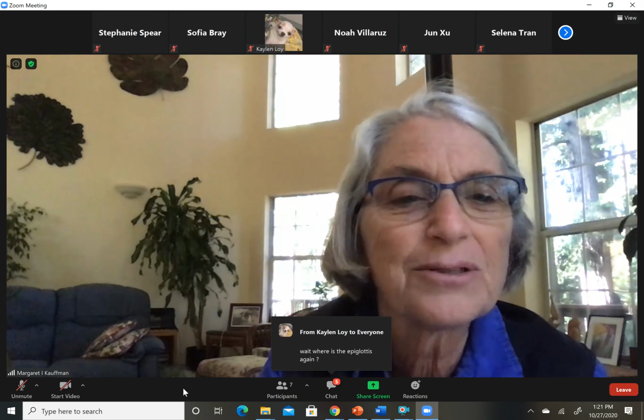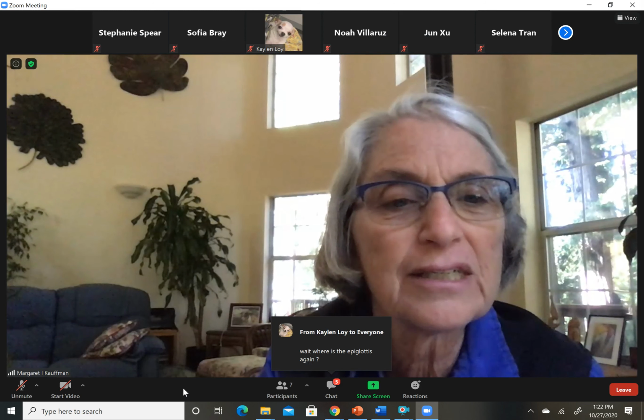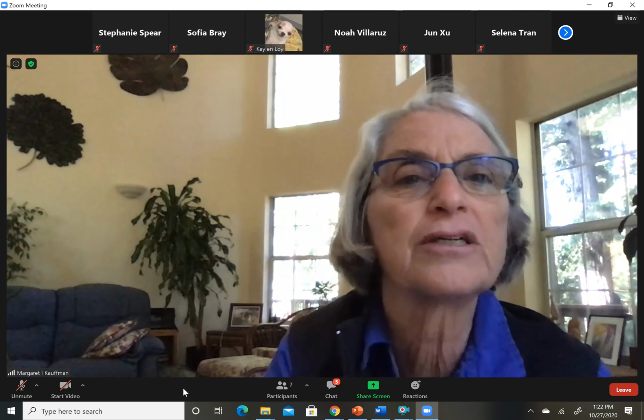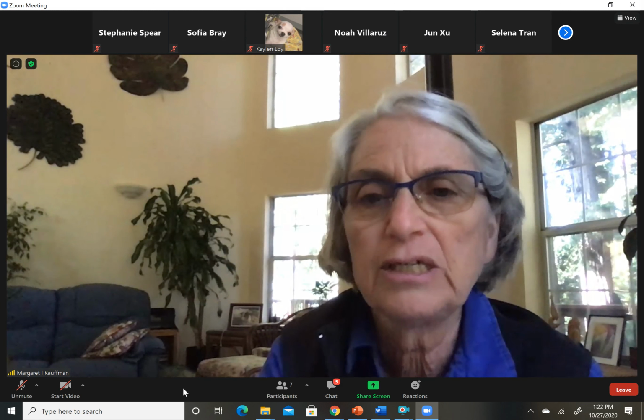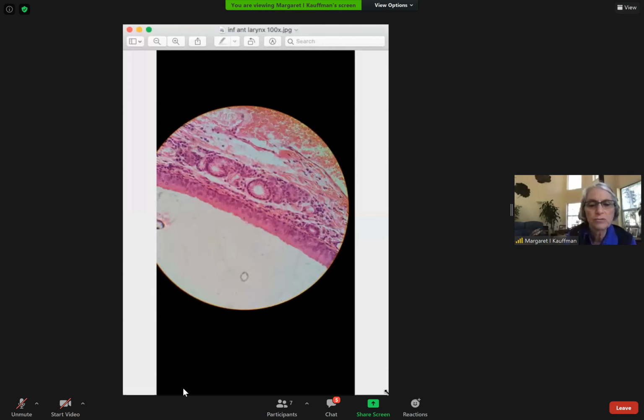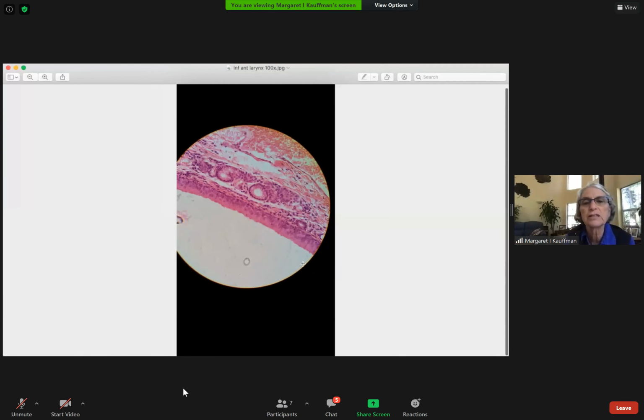Okay, so here is another one at higher power of the larynx, pseudo-stratified. So here's a good one for some of the layers at least. So you can clearly see the pseudo-stratified in this one. You can see this sort of pinker layer underneath, which is probably areolar connective tissue because it changes and gets a little less pink stain to it and a little more fibrous looking.